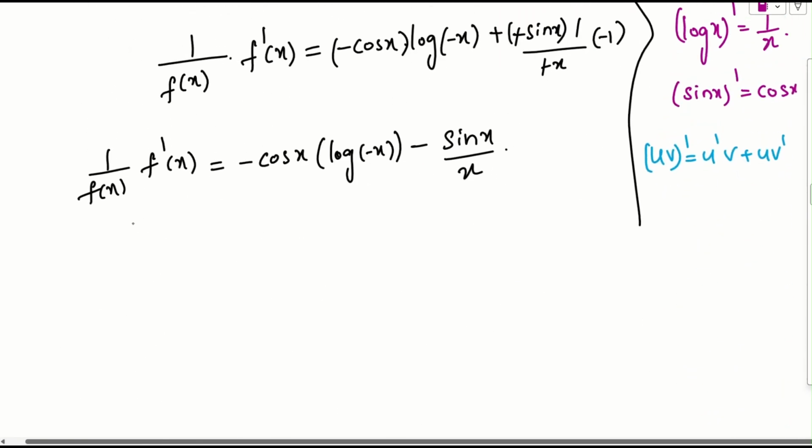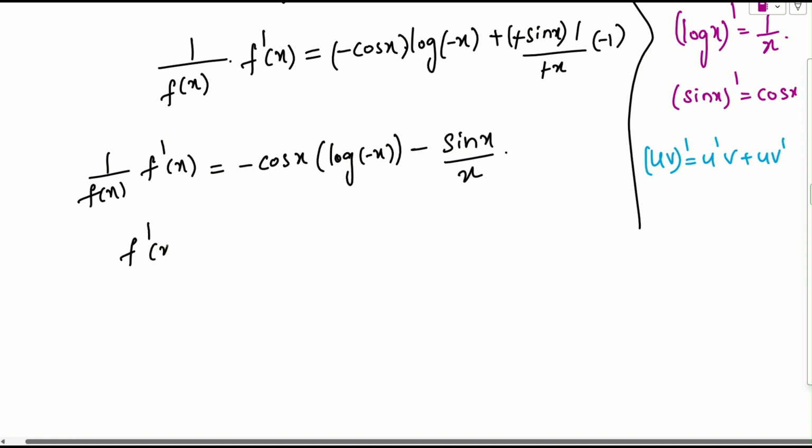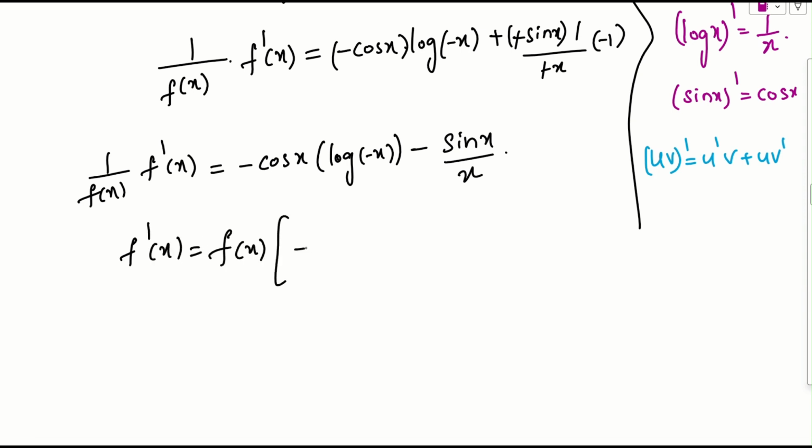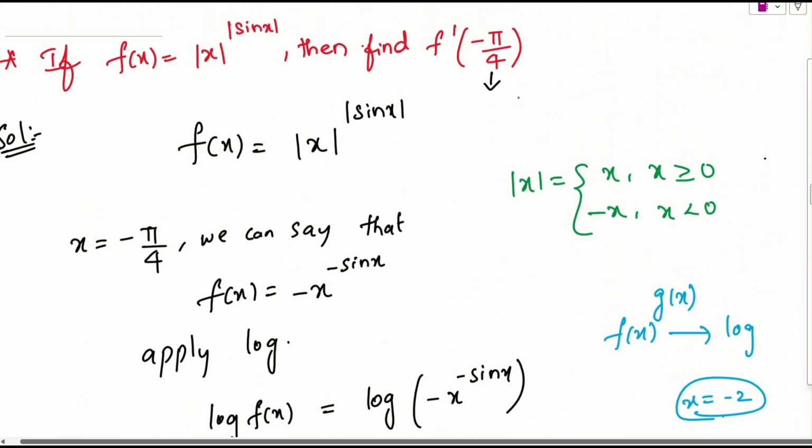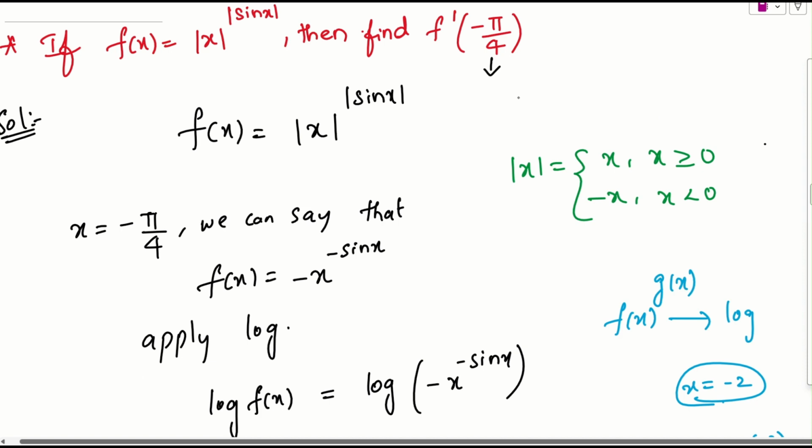Now just a second, one more step is left. f dash of x is nothing but, the denominator goes to the other side, f of x times minus cos x into log of minus x minus sin x by x. Is it okay? What we want is f dash at the point where x equals pi by 4.